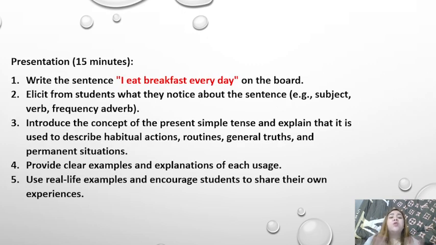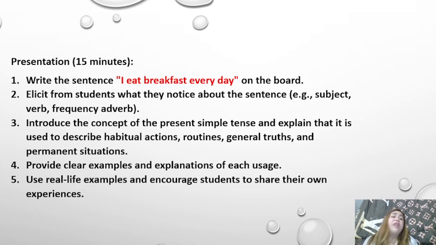Now let's go to the presentation. Of course, first you can write on the board, "I eat breakfast every day." And then after that, you elicit from students what they notice about the sentence. You tell them where is the subject, the verb, the frequency adverb, or something like that.